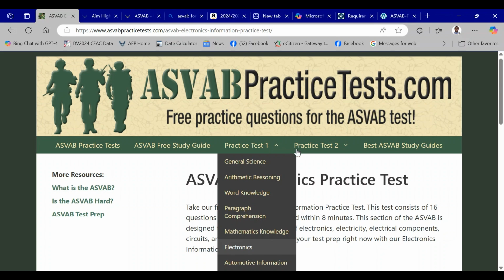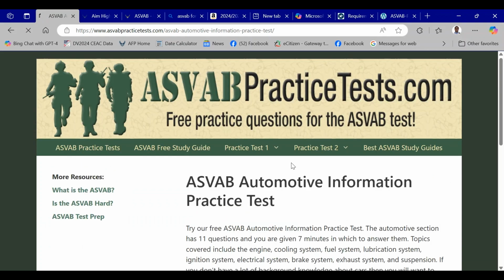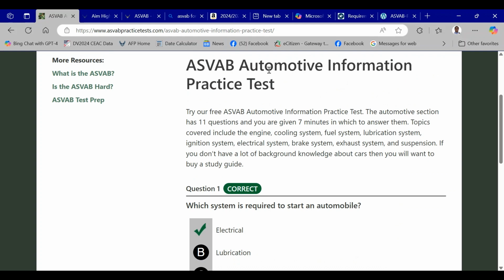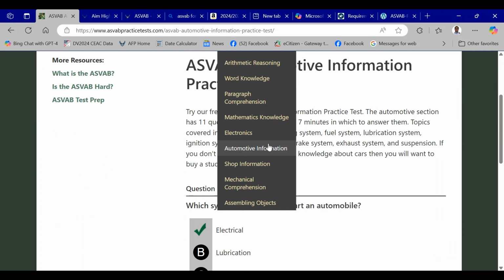And then you can go to the next question, which is, let's say, automotive. Which system is required to start an automobile? What's your answer to that? Okay, it's not lubrication. B is wrong. C is wrong. A is right. Yes, you use the elimination method. And then, which one can we try?